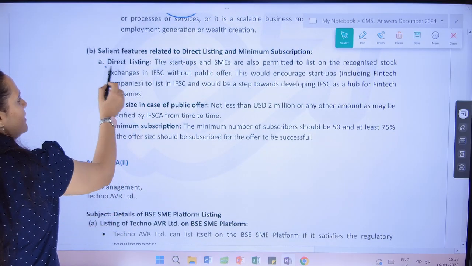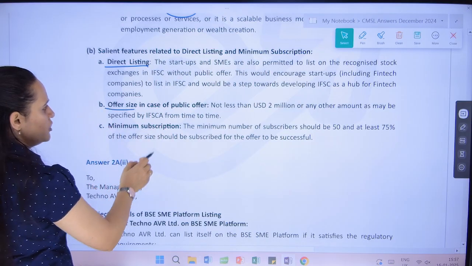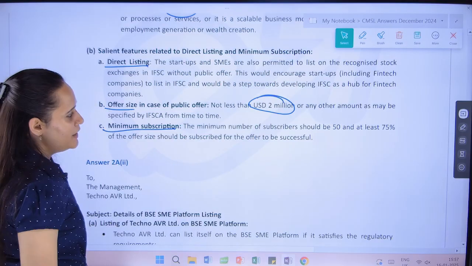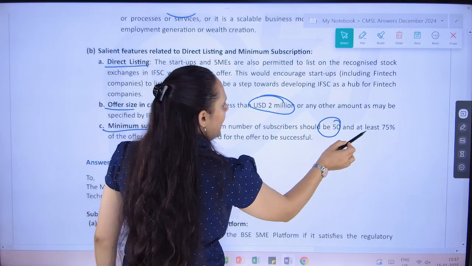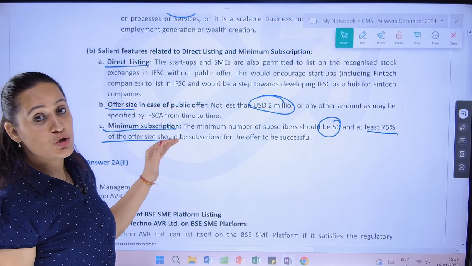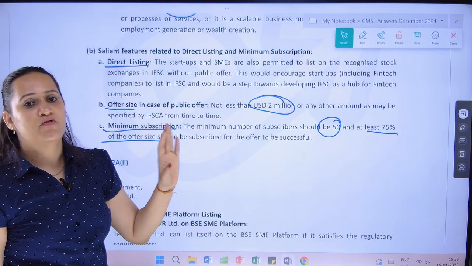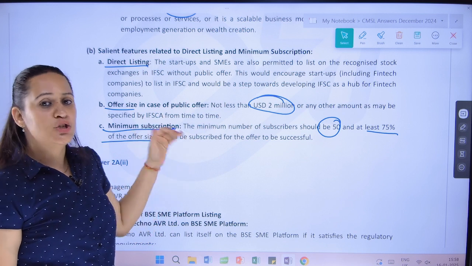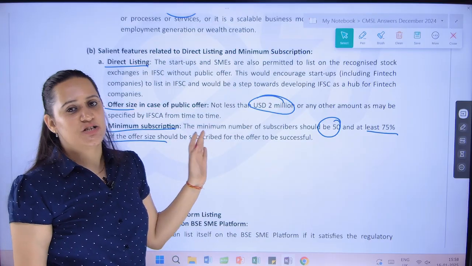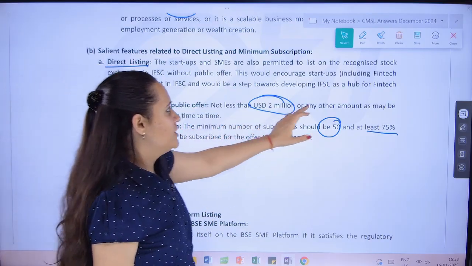Next are the salient features related to direct listing and minimum subscription. Provisions: you can write direct listing, when it can be done, what the provisions are. Offer size, what should it be? It should not be less than USD 2 million. Minimum subscription should be at least 50 allottees, and at least 75% of the offer size should be subscribed. The minimum number of people who should make an application and get the shares is 50, and at least 75% of your entire offer size should be subscribed to. These are the provisions under the International Financial Service Center's regulations. Let's move to the next question.